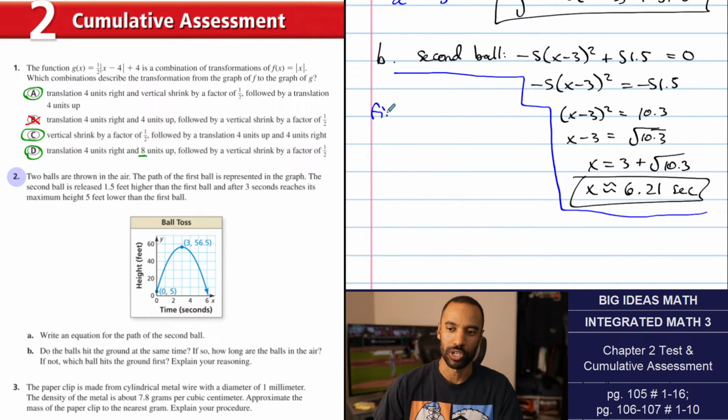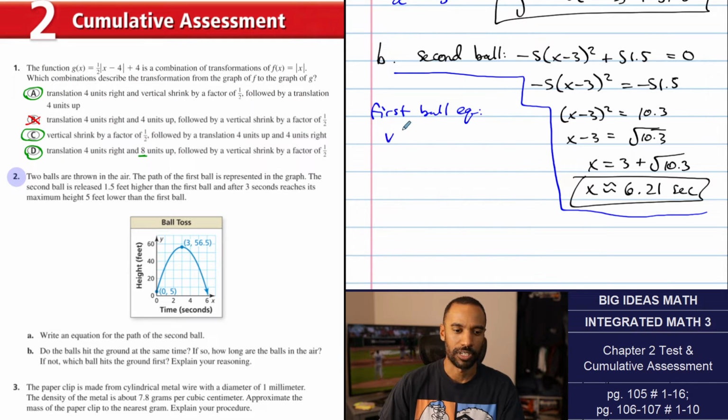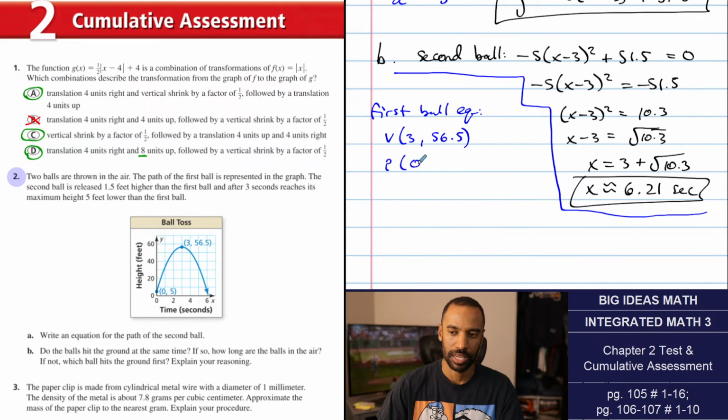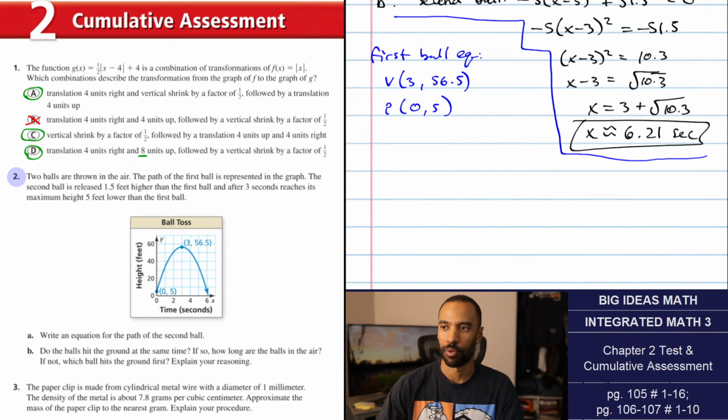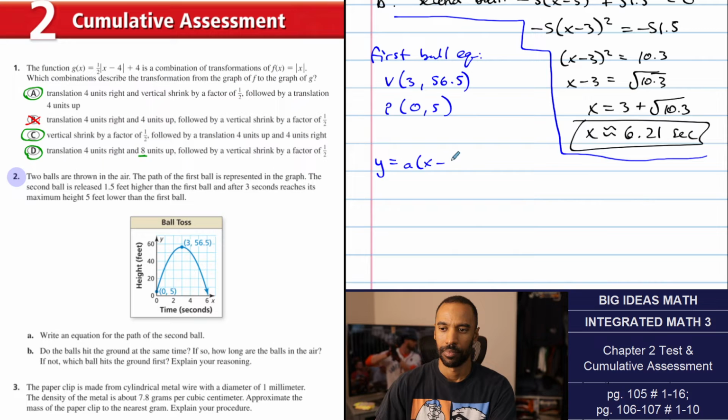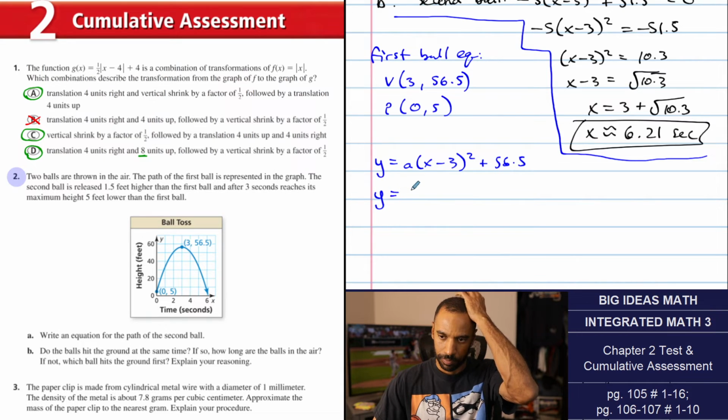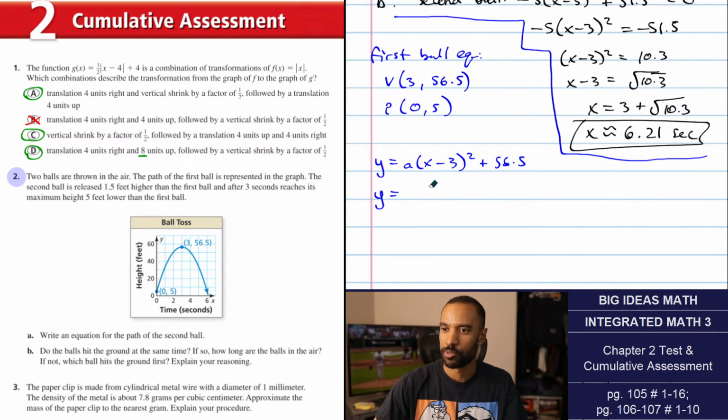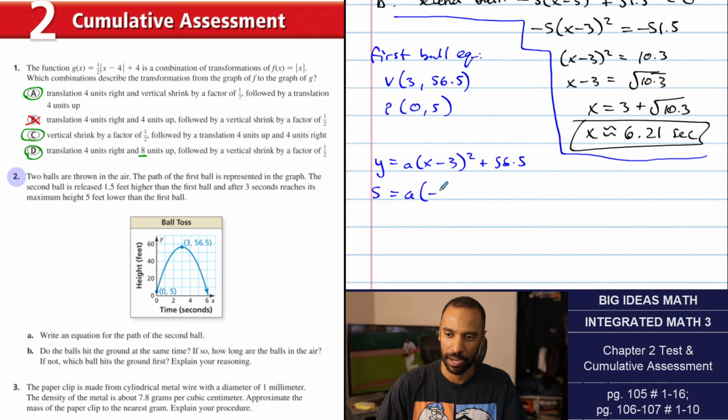So the first ball equation, I can use vertex form here. I got a vertex here. I have a point that it crosses through here. We can do the same stuff we were doing before. Y equals A times, oh, let's do X minus H, quantity squared plus K. So substitute 5 for Y and 0 for X. 5 equals A times 0 minus 3, negative 3 quantity squared plus 56.5.